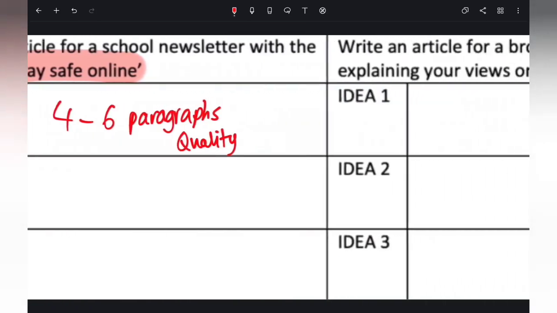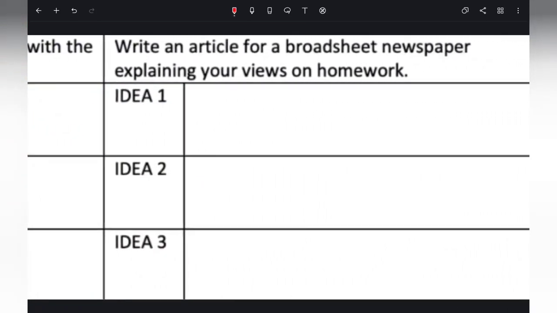And the final article question we have is, write an article for a broadsheet newspaper explaining your views on homework. Okay, look at that question. How easy can that be? This question is extremely easy. I can get my year 7s to answer this with ease. So if you get this in your exam, you all should be celebrating.